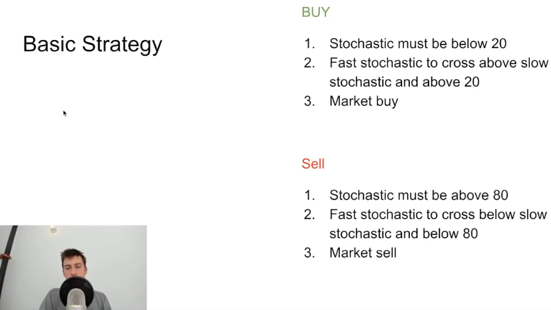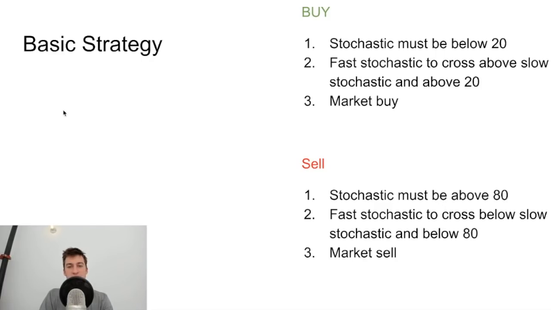We want stochastic to be above 80 and the fast stochastic to cross below the slow and below the 80 line as well. So it has to cross two lines. First, it has to cross the slow stochastic, the fast one does, and then the second thing it has to do is cross below 80.